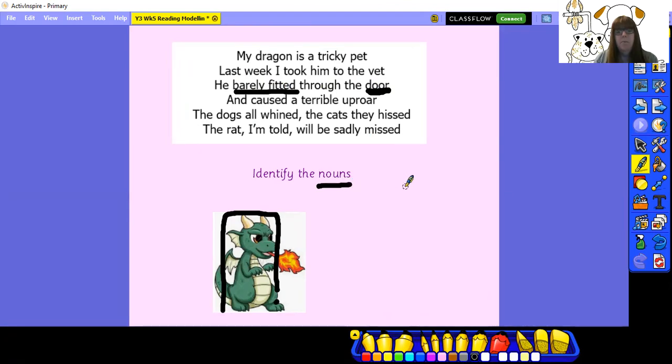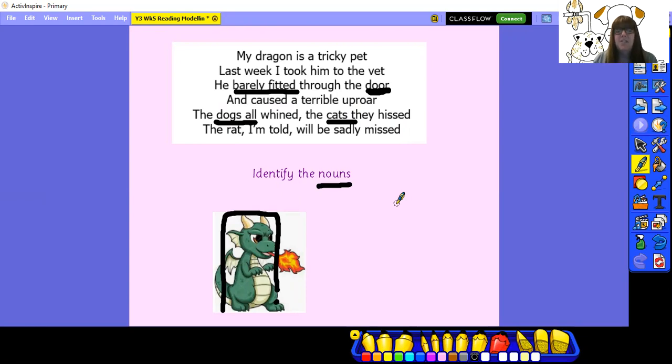And caused a terrible uproar. The dogs all whined, the cats they hissed. The rat, I'm told, will be sadly missed. Well, I'm not going to draw the rat because it says he's going to be sadly missed. Probably means he's gone, so he's not there anymore, so I'm not going to draw him. At this point, you probably draw the waiting room. So you might have the chairs there with people waiting, but you would then draw the dogs whining and the cats hissing. You can't hear the whining and the hissing, but you can draw them with angry faces, can't you?